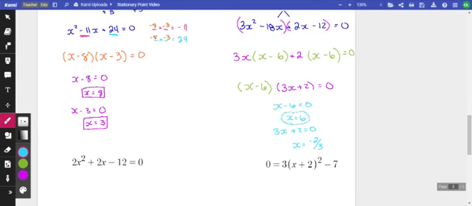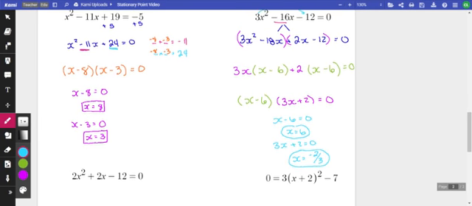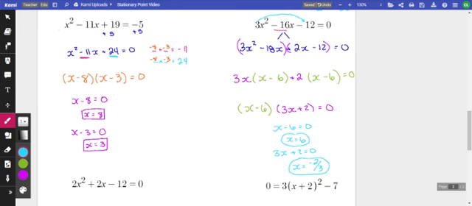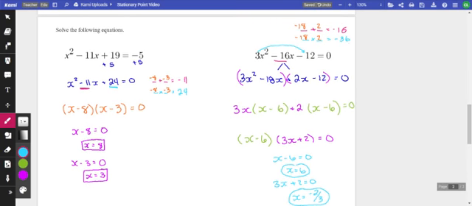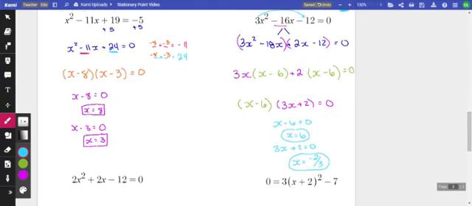So here's our two solutions this time. Factoring without a coefficient and solving, factoring with a coefficient and solving. Usually this is the step that most students forget when you are factoring with a coefficient. So this is solving by factoring.